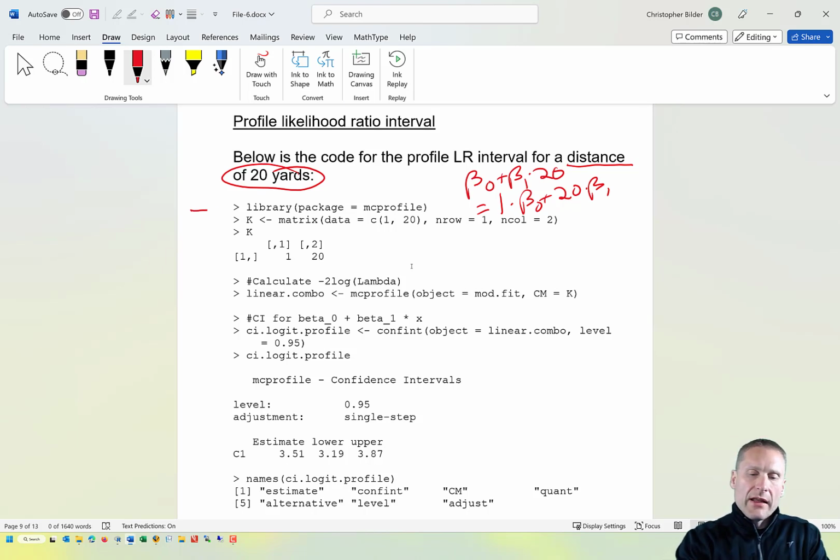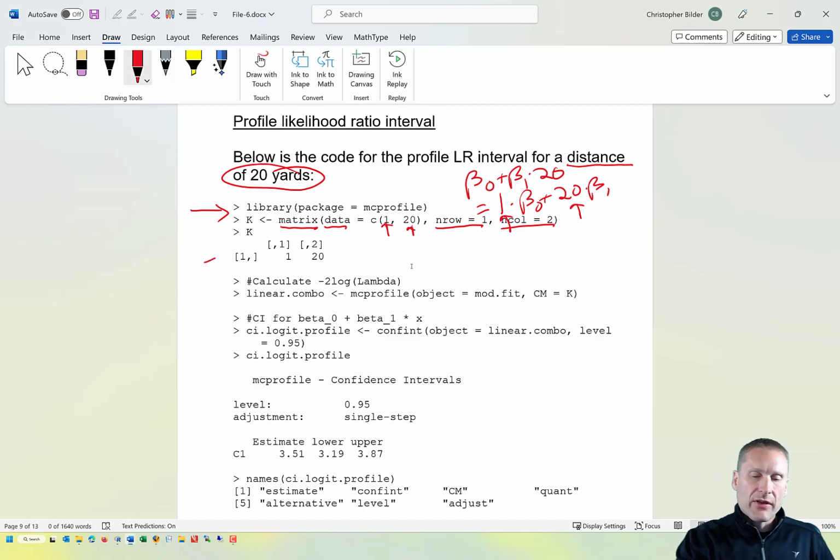And to use the mcprofile package, I need to create a matrix that contains these coefficients of my betas in it. So this is how I can do it. K is going to be my matrix. I could use a different letter if I wanted to, or a different name. Matrix, then the first argument's data. This is where I put my coefficients. I combine them together using the c function. There's going to be 1 row and 2 columns in this matrix.